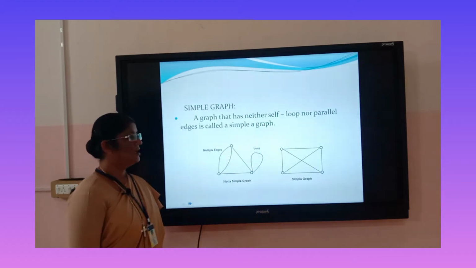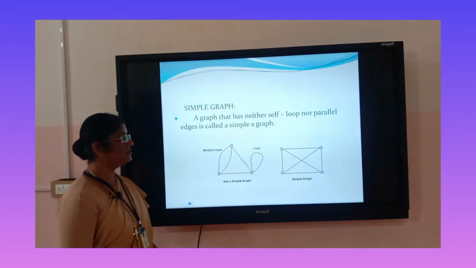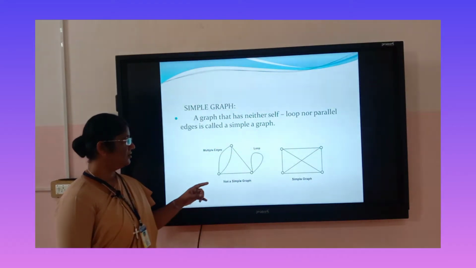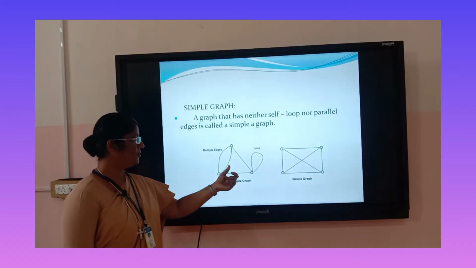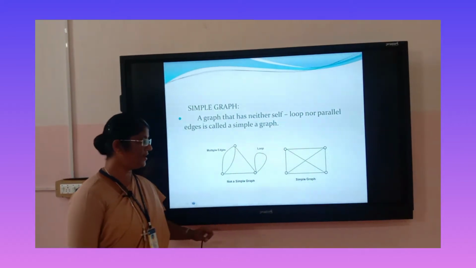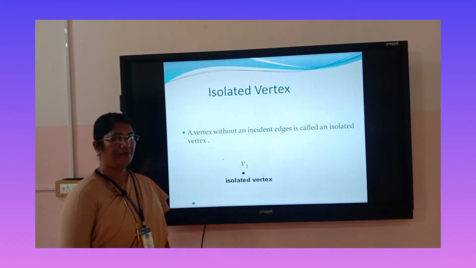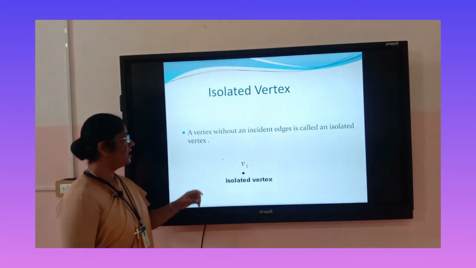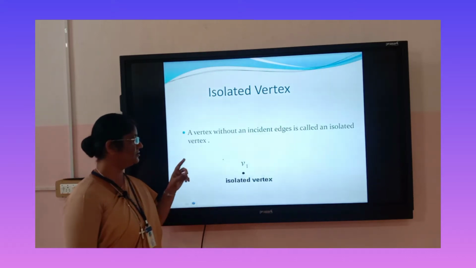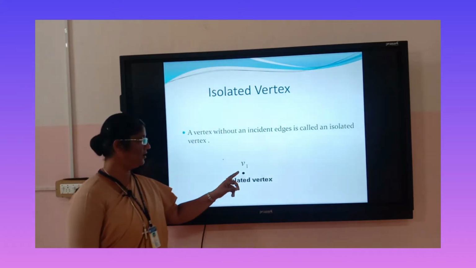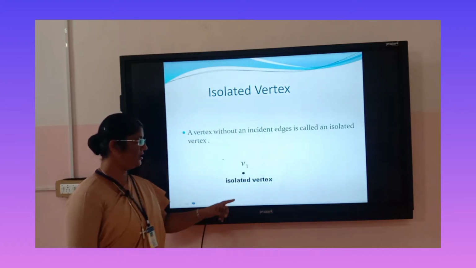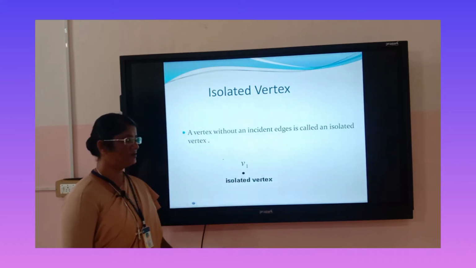Simple graph. A graph that has neither self-loop nor parallel edges is called a simple graph. I have given 2 examples. The first example is not a simple graph. The second example is a simple graph. Definition of isolated vertex. A vertex without any incident edges is called an isolated vertex. So if we take vertex V1, there isn't any edge incident on this vertex V1. That's why we name this V1 as an isolated vertex.